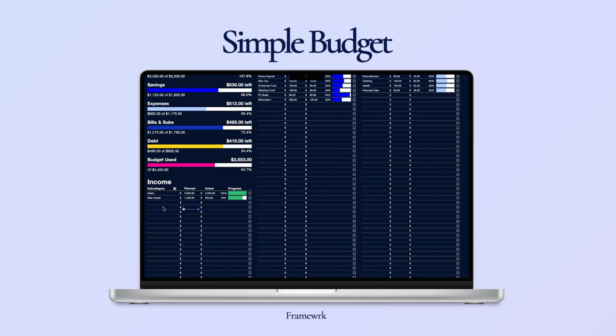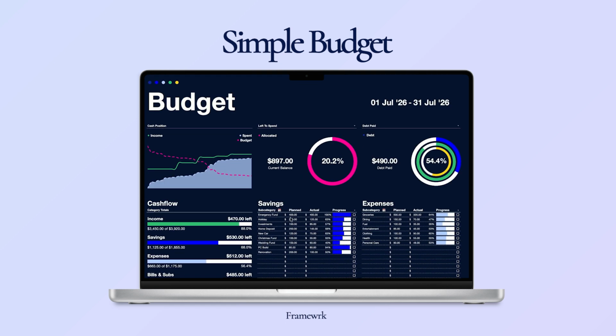Start by entering your subcategories. These are the individual things you earn and spend on, like your salary, your groceries, your rent, or a car loan. They sit under income, savings, bills, expenses, and debt, with room for up to 50 in each. For everyone, type what you plan to spend or save in the planned column. When something gets paid, reaches completion, or is received, tick its box.